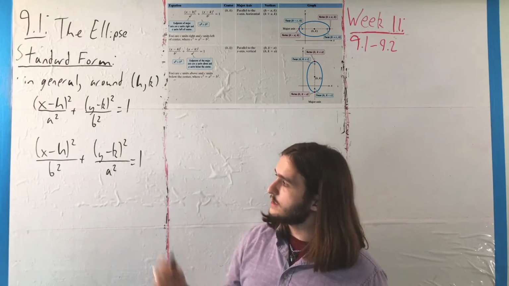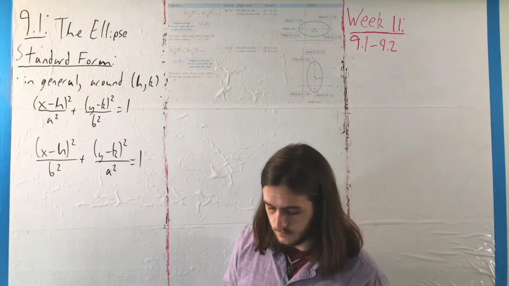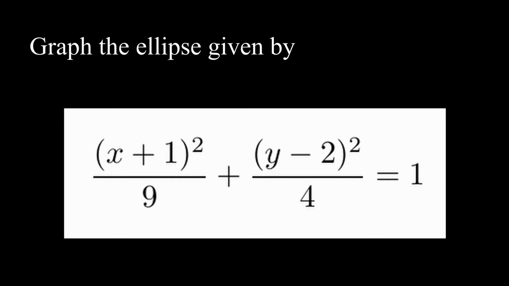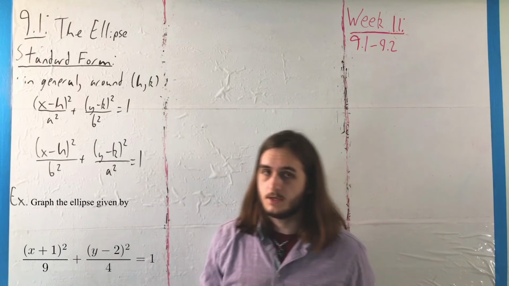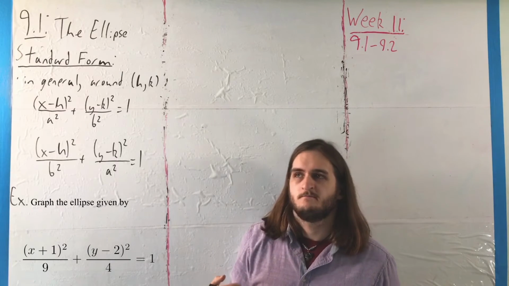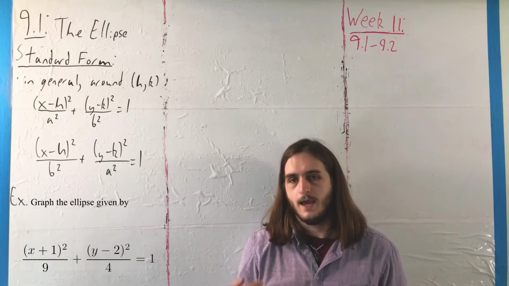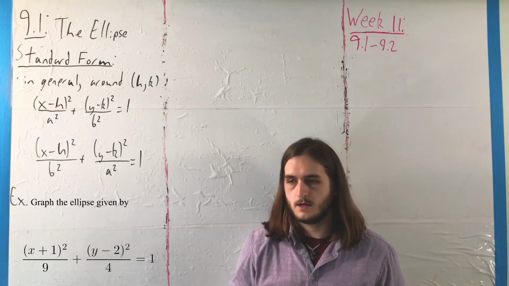And to better understand how these equations work, we're going to look at another example, where we want to graph the ellipse given by the equation (x plus 1) squared over 9 plus (y minus 2) squared over 4 equals 1. The first thing you want to notice is what form we're in, where we have the larger coefficient, the larger value attached to a. We have that 9 there.